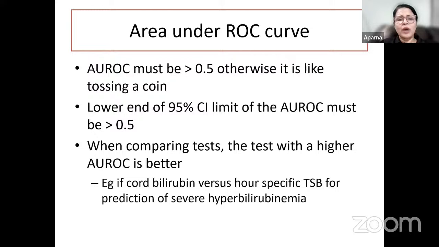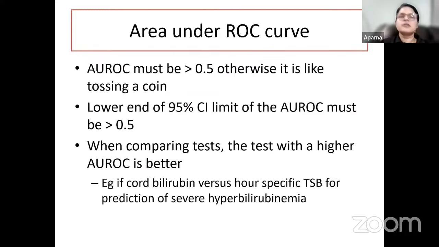Generally, AUROC must be at least more than 0.5 for any good diagnostic test. Otherwise, the test is as useless as simply tossing a coin. The lower end of the 95% confidence interval limit of the AUROC must be more than 0.5. And when comparing different tests, you can use the AUROC as one simple variable for comparing the diagnostic performance of different tests.